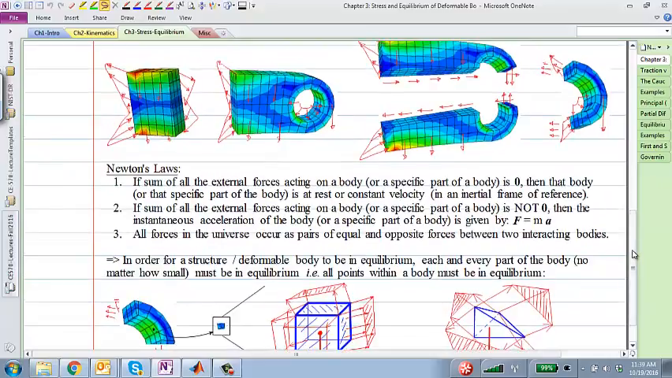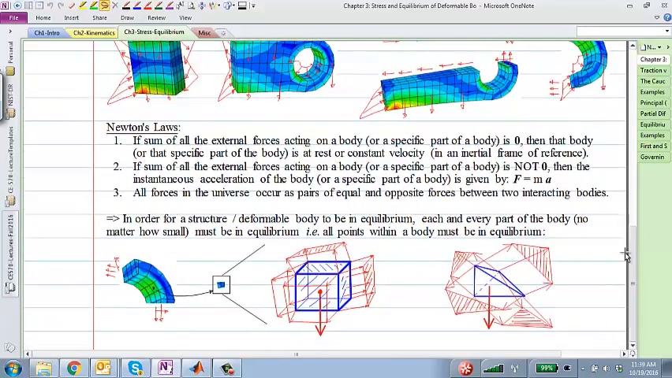And once you have the free body diagrams, you enforce Newton's laws and you come up with sum of forces equal to zero, sum of moments equal to zero, to determine whether something is in equilibrium or not. We are going to take a similar approach.